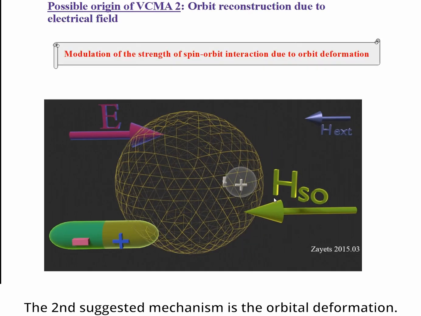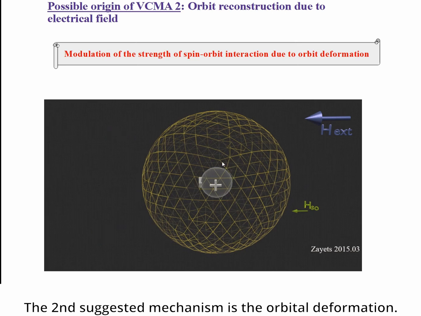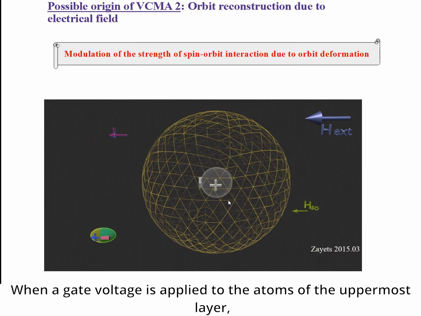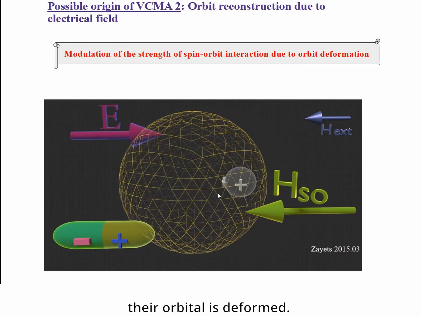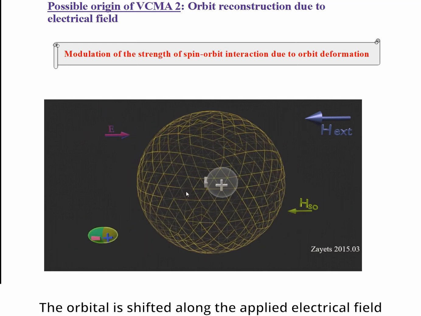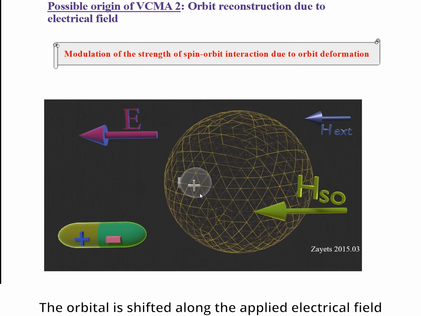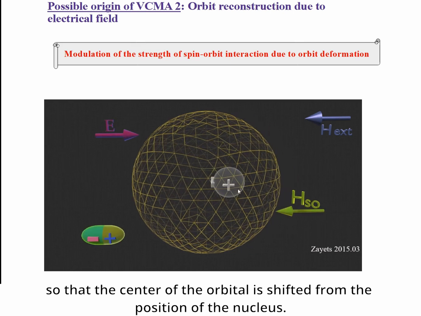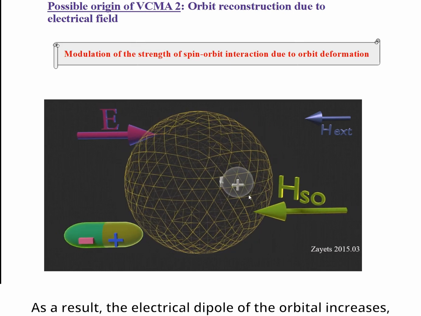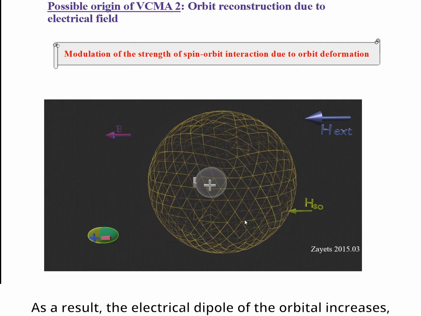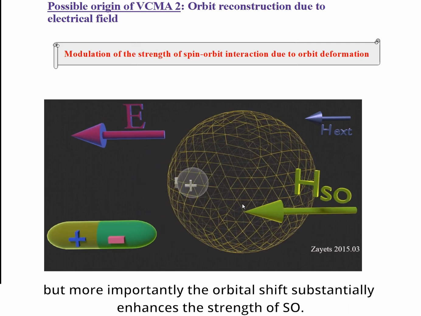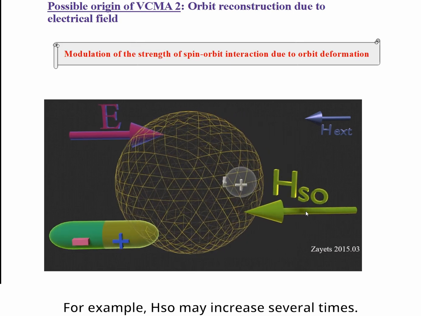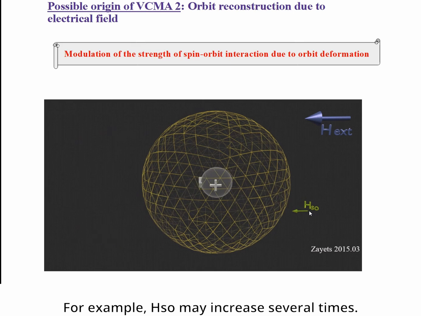The second suggested mechanism for PMA modulation by gate voltage is orbital deformation. When a gate voltage is applied to the atoms of the uppermost layer, the orbitals are deformed. The orbital is shifted along the applied electrical field so that the center of the orbital is shifted from the position of the nucleus. As a result, the electrical dipole of the orbital increases, but more importantly, the orbital shift substantially enhances the strength of spin-orbit interaction. For example, the magnetic field of spin-orbit interaction may increase several times.